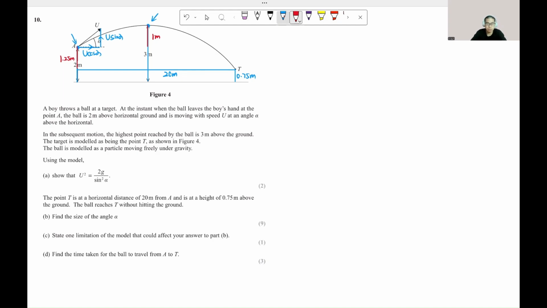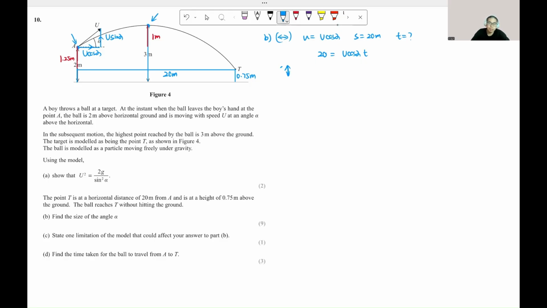Now we know the horizontal distance, so we can use the horizontal position. For the horizontal position, we know u is equal to u cos alpha, and the distance would be 20 meters. We still don't know the time t, but at least we only have one unknown, so we can form the equation. Distance is equal to velocity times time, because in the horizontal direction, velocity never changes. So we don't need to use SUVAT. We just use velocity times time, which gives us distance. Then we have one equation.